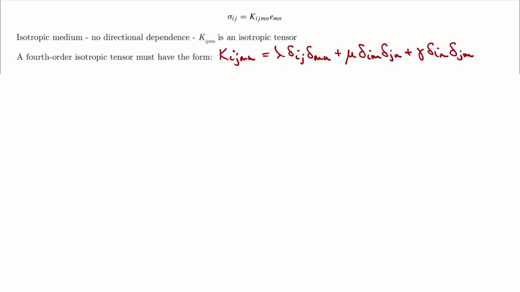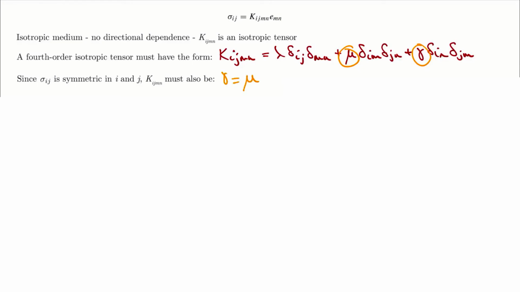Okay, where lambda, mu, and gamma are scalars that depend on the local thermodynamic state. Okay, now this sigma ij is a symmetric tensor. So therefore, Kijmn also has to be symmetric in i and j, okay? For it to be symmetric in i and j, from this equation, our mu and our gamma have to be equal. So we write that like this.